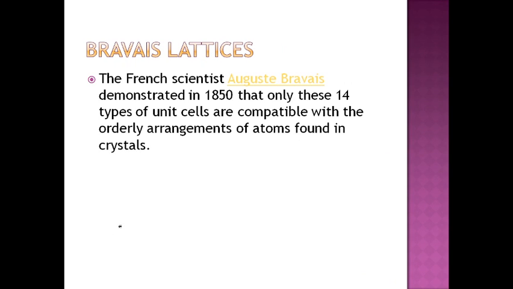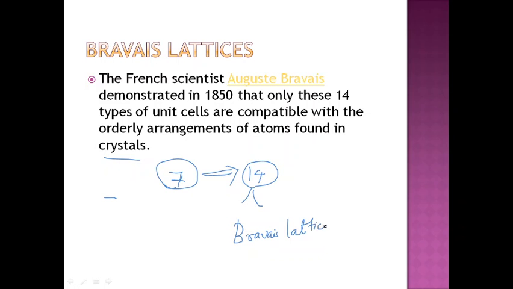And in 1850, a French scientist, Bravais, demonstrated that only 14 types of unit cells are compatible with the orderly arrangement of atoms found in crystals. If we take these 7 crystal systems that we have studied, we can actually have only 14 different types of atomic arrangements in them. So we have mentioned some of them. Now these 14 arrangements actually form the Bravais lattices. So let us see them.